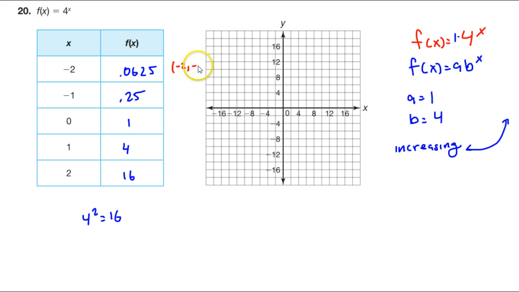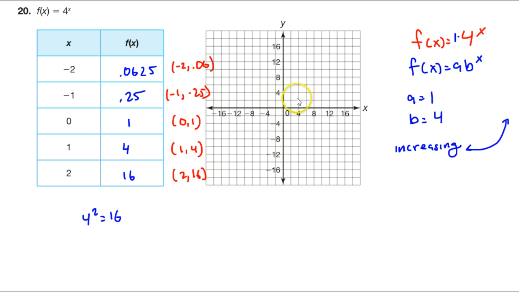Negative 2 and 0.0625. So that's very, very close to 0. So I'm just going to put 0.06. This is going to be negative 1, 0.25. This is 0 and 1, 1 and 4, 2 and 16.